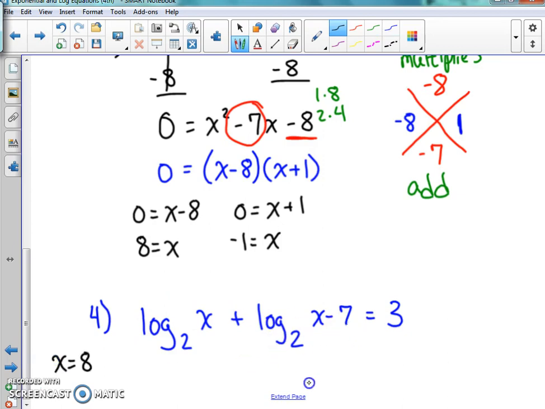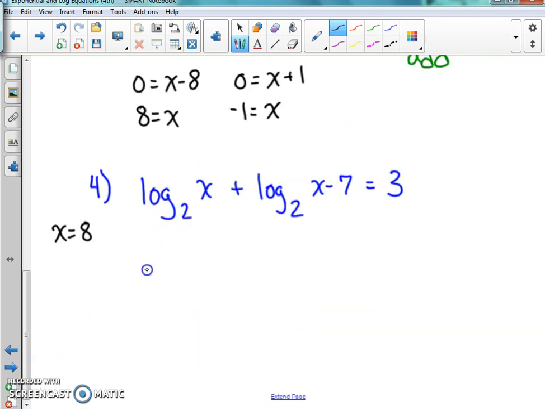We use 8 for both x values, not 8 and negative 1 inside of the same one. So we're going to put 8 here. 8, 8, 8. I love 8. It's so great.